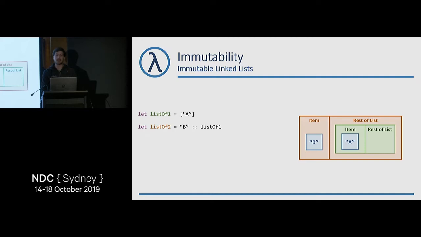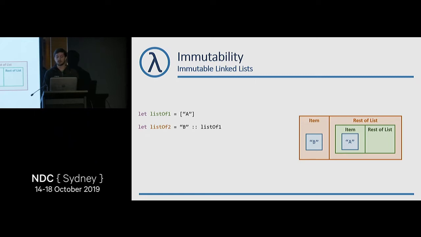So now, let's add one item to that list. We're going to add a B to it to make a list of 2 things. And in F# we can do this using the cons operator, which is that double colon operator. It takes the item that we want to add on the left and then adds it to the list on the right-hand side of the operator. And you can see from the diagram that we've now made a new list with its item part containing the B, and the rest of the list is pointing to list of 1. Notice how list of 1 hasn't been mutated at all. It's still the same, but we've reused it inside our list of 2 without changing it.